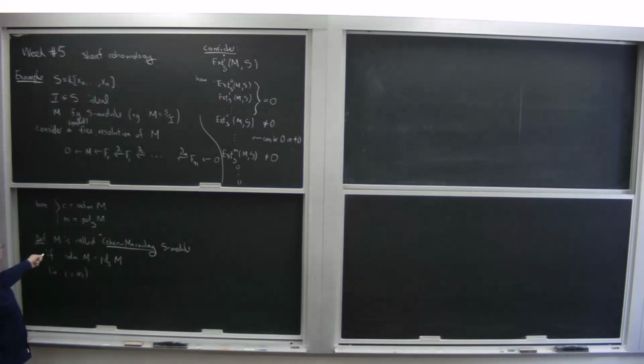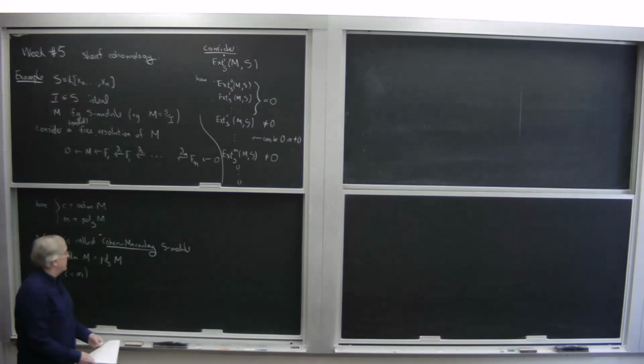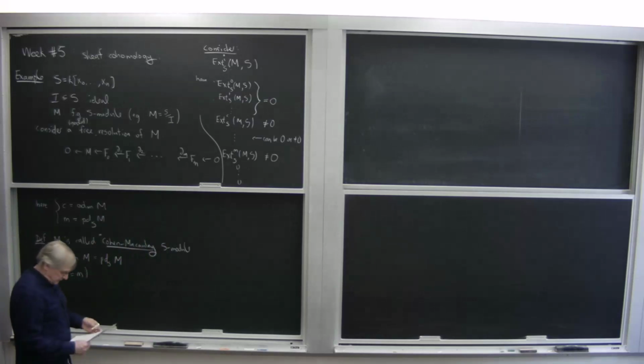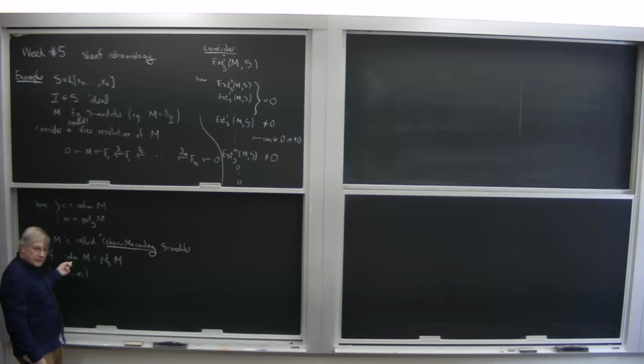And it's amazing how nice these things are. But some of the ones we will come across are, but not all of them. Anyway, if there's exactly one non-zero one, then it's called Cohen-Macaulay. This is not the usual way of defining it. Usually it's defined in terms of dimension, not codimension, and depth.